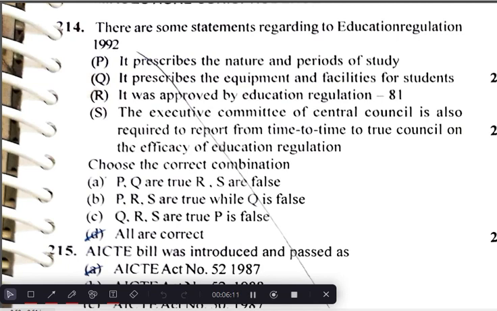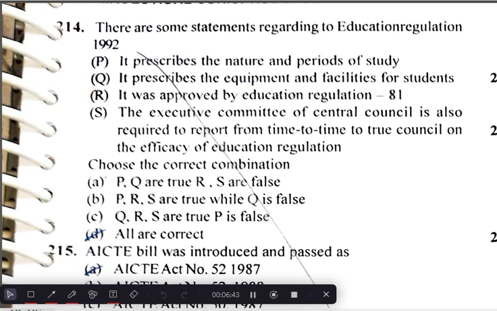Next, there are some statements regarding Education Regulation 1992. Which statements are correct? All statements are correct regarding Education Regulation 1992. It prescribes the nature and periods of study. It prescribes the equipment and facilities for students. It was approved by Education Regulation 81, and the Executive Committee of the Central Council is also required to report from time to time to the Council on the efficacy of the education regulation.